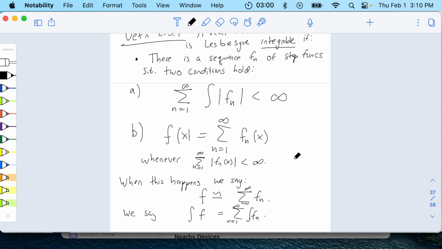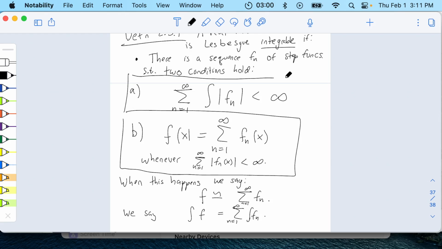Okay. Questions or comments about this definition? Yeah. When this happens, is that when the sum is less than infinity? Right. This is all part of part B. Does that answer your question? So when you're saying when this happens, you're saying A and B hold? Yes, right. When all of this stuff happens and A and B hold, then we say f tilde equals the sum.